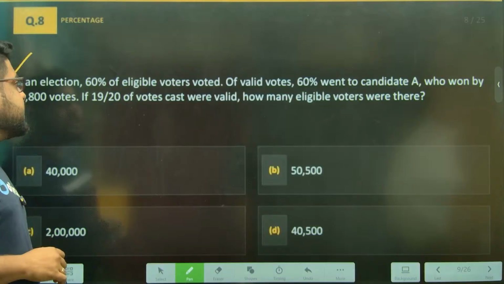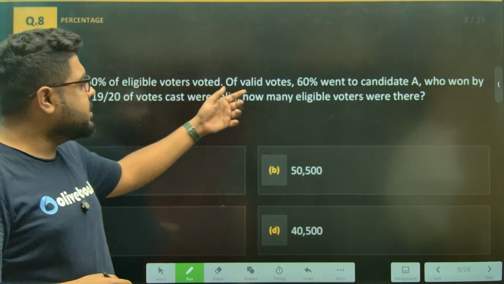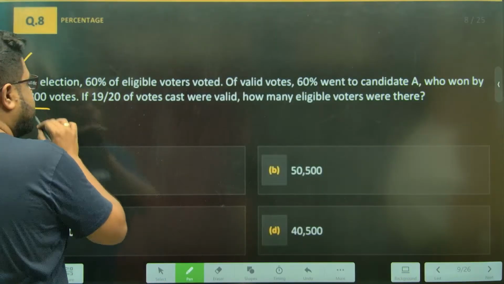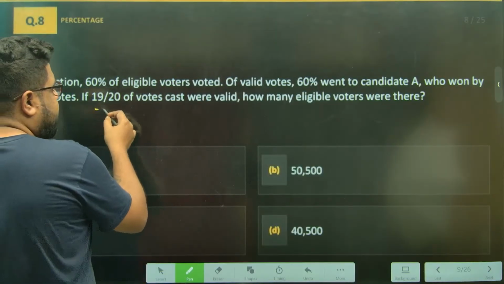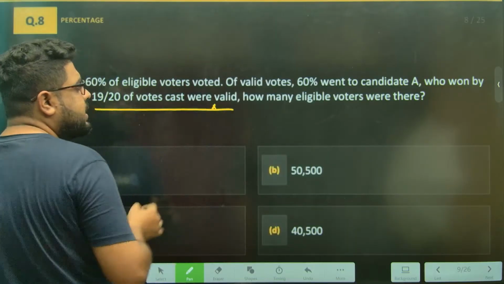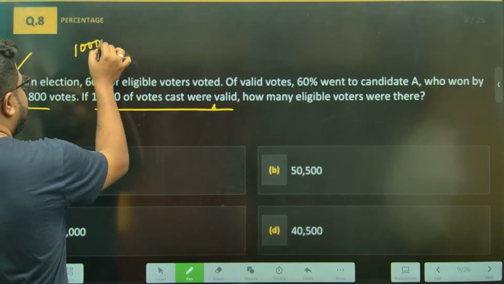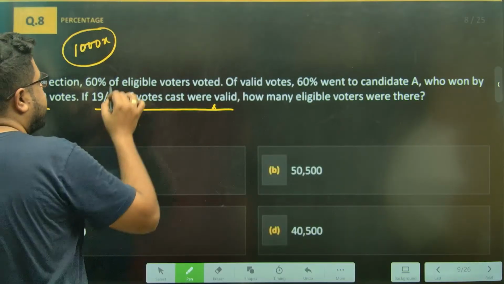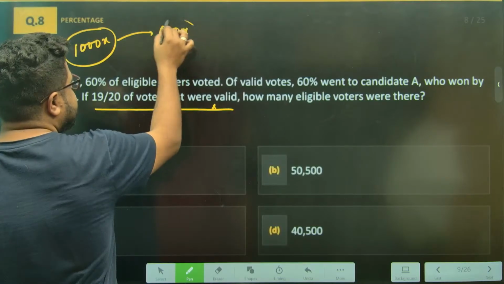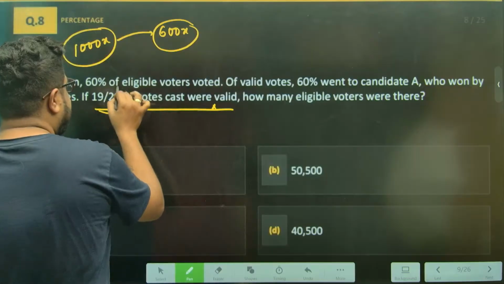Acha, chalo, sir. 60% of the eligible voters voted in an election. Of the valid votes, 60% went to candidate A who won by this much. Acha. 19 by 20 were valid, sir. How many eligible voters were there? Sir, let's say eligible voters are 100x or 1000x, right? So, how many voted? 600x voted, sir. 60%. Of that, 19 by 20 parts were valid.